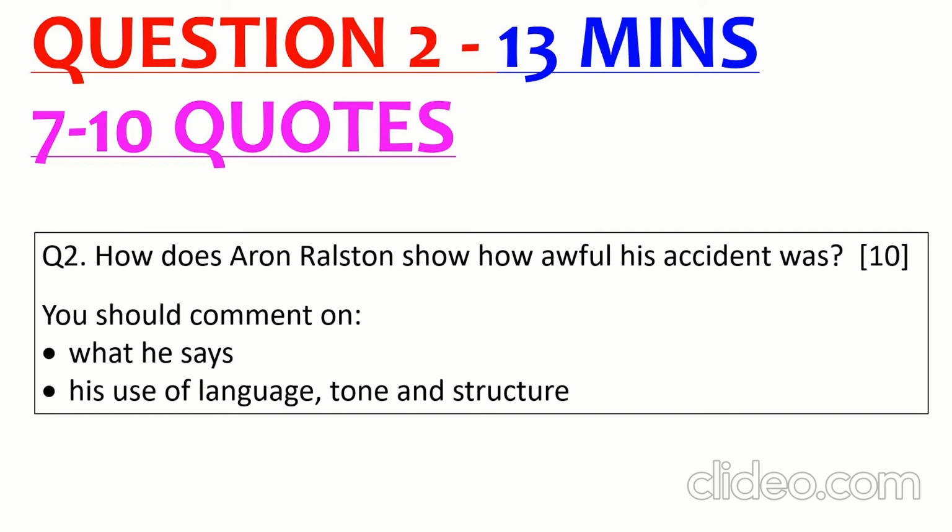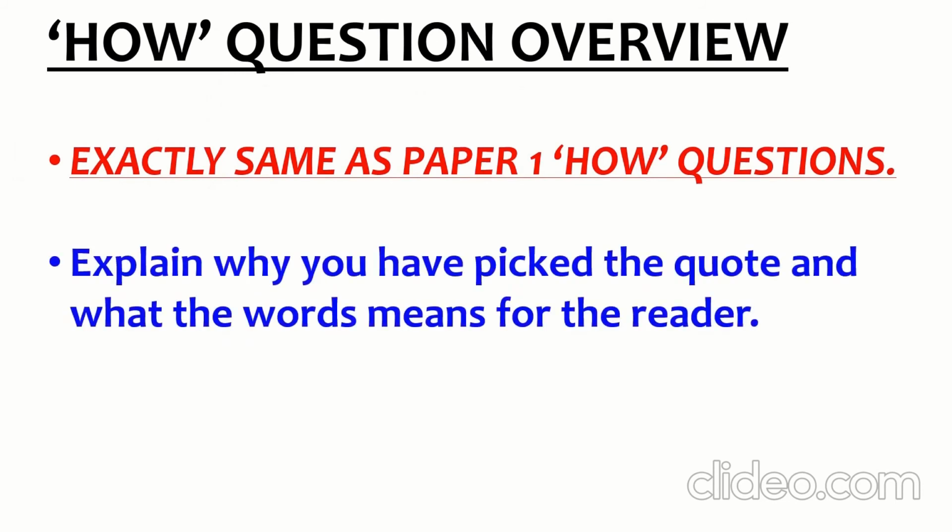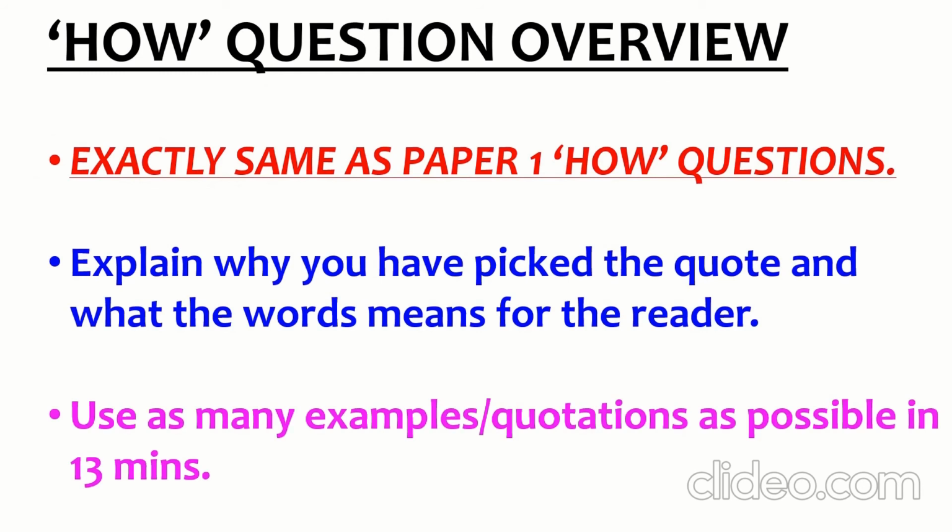The question we're looking at is, how does Aron Ralston show how awful his accident was? You should comment on what he says, his use of language, tone and structure. Again, if you're looking for grade 4, 5 and 6, I would probably just concentrate on the language used. Remember the how question for paper 2 is just the same as paper 1. Explain why you picked the quote and what the words mean for the accident for the reader. Use as many examples and quotes as possible. So if this question is how bad his accident was, look for 7, 8, 9, 10 quotes that make the accident seem as bad as possible.